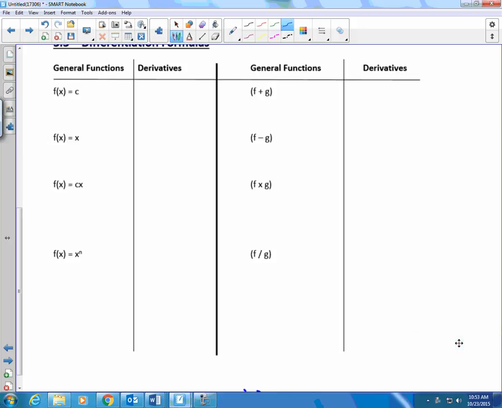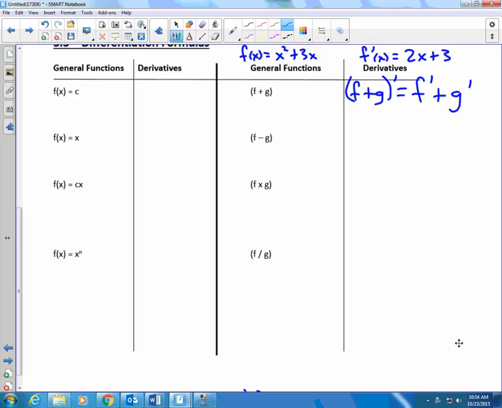Okay, here we go. Rules today. We have f plus g, so the derivative of f plus g, which we would write like this, is equal to f prime plus g prime. Now you've already actually used this rule. If we have a function, say f of x is equal to x squared plus 3x, what is the derivative? 2x plus 3. So you're using that rule. You're just simply taking the derivative of each part, correct?